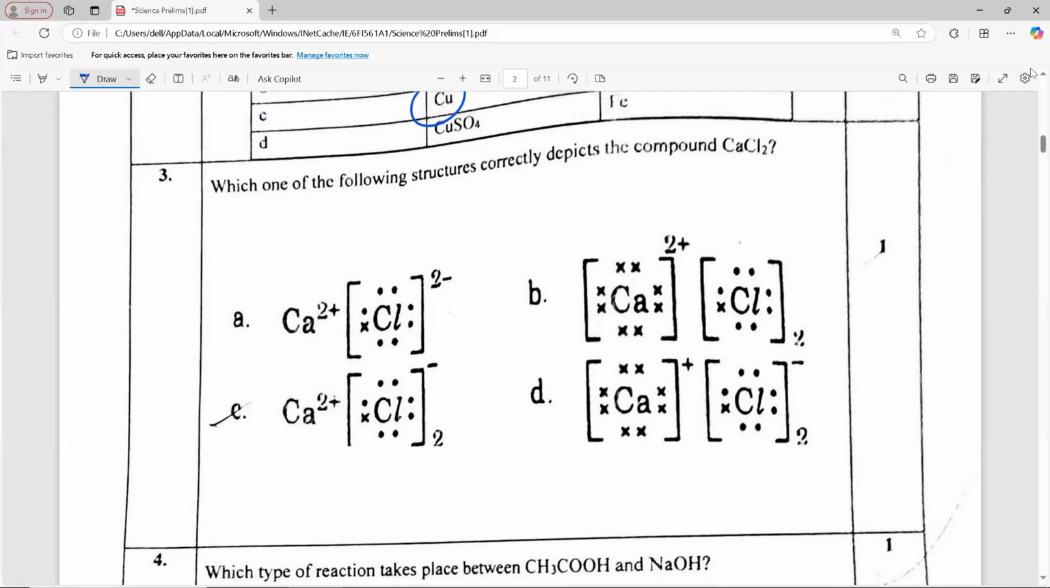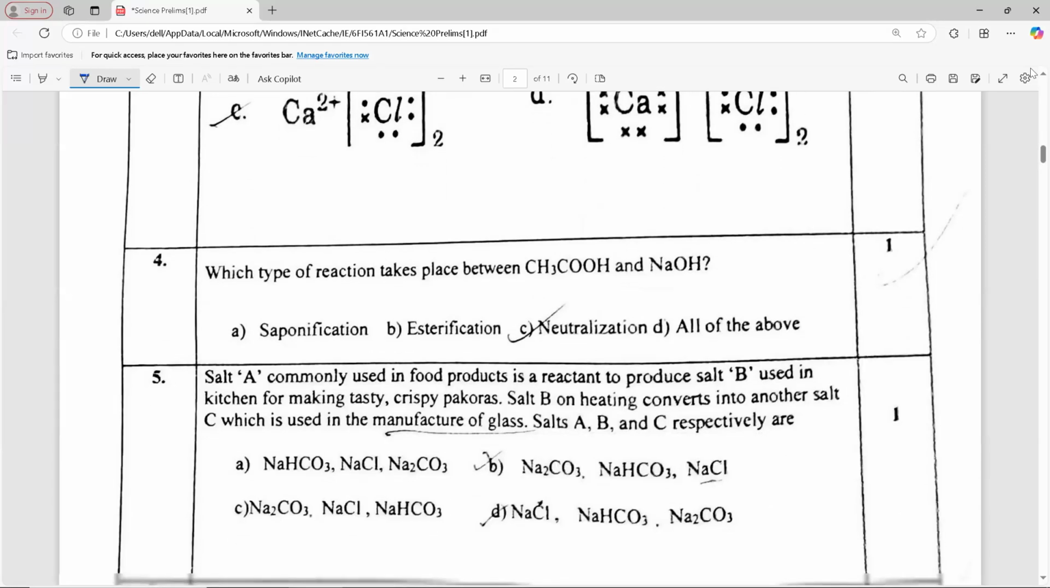Which one of the following correctly states the structure of CaCl2? You wrote C. Yes, that's right. Here there will be 2 chlorine because we have 2 chlorine atoms. Okay. Next, which of the following reactions takes place between CH3COOH and NaOH? Yes, this we have done already. It is a neutralization reaction. Yeah.